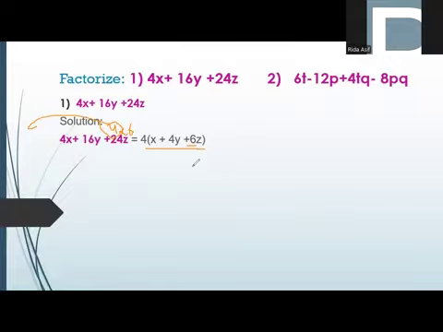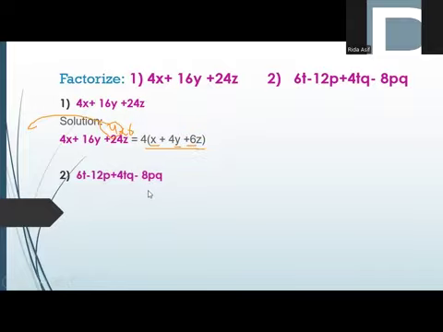Can we solve it further? No, because what about the variables? All the variables are different, so we cannot take out any variable as common here. So this is our final answer, right? Now moving on to the next question. So the next question, we can see that there are 4 terms.